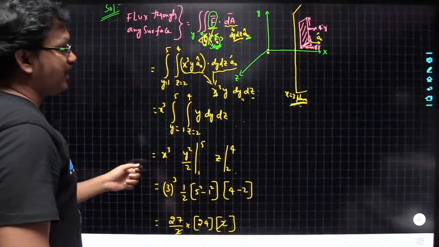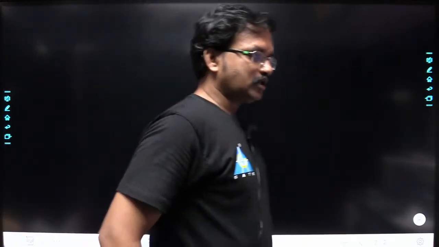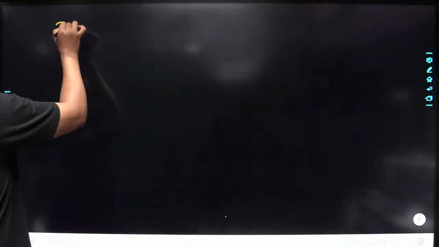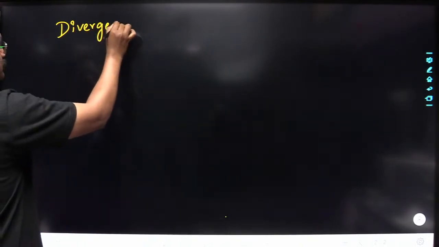So this is one example of flux. I hope the concept of flux is crystal clear. So next we will move on to the concept of divergence. So we will see divergence.